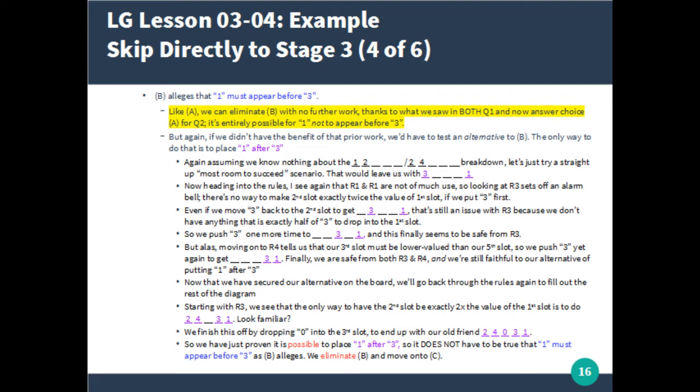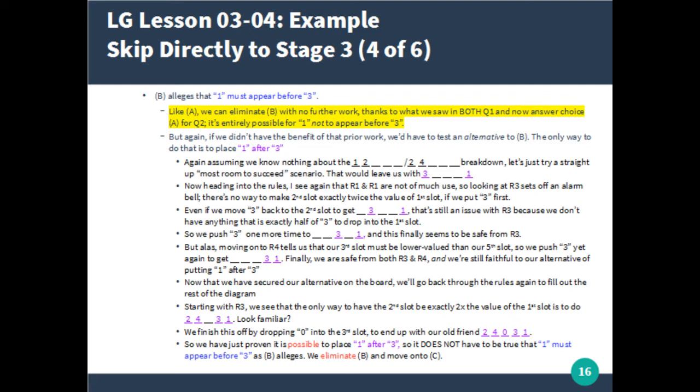Much like answer choice A, we can actually eliminate B with no further work, thanks to what we saw in both question 1 and now answer choice A for question 2. So we've seen that same combination, and both times we didn't have to have 1 appear before 3. But again, presuming that we don't have the benefit of the prior work for whatever reason, we are going to do this the stage 3 way, which is to plug in an alternative.